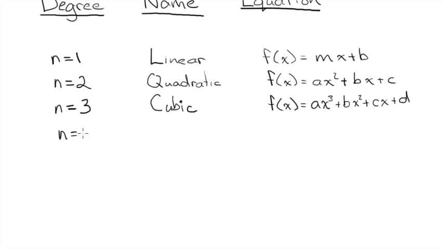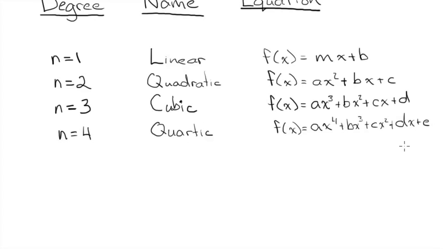N equals 4. You're going to have what we call a quartic. So that would be, now your highest power is going to be 4. So ax to the 4 plus, and then we use the same letters, bx cubed plus cx squared plus dx, and then you have a constant term, e. Could even go to 5, and this is what we call a quintic.